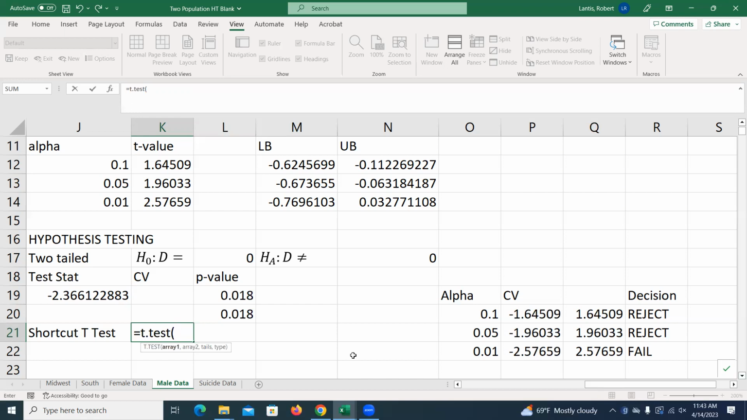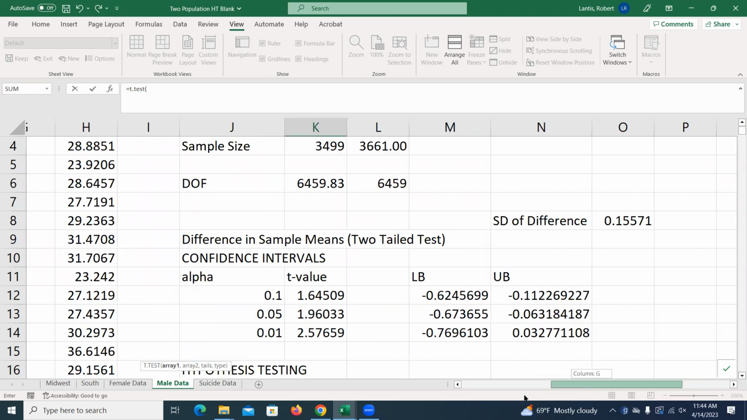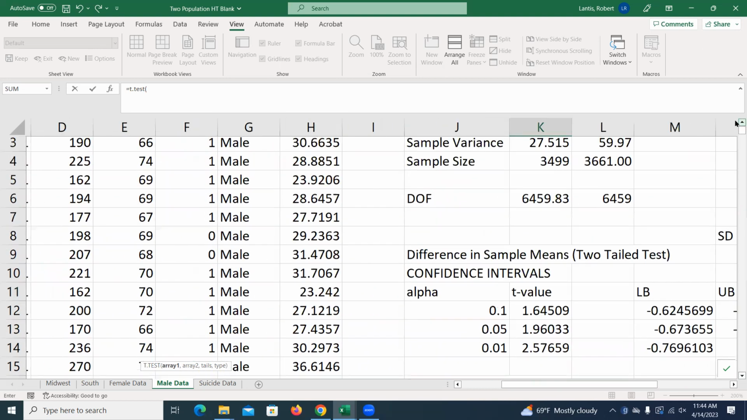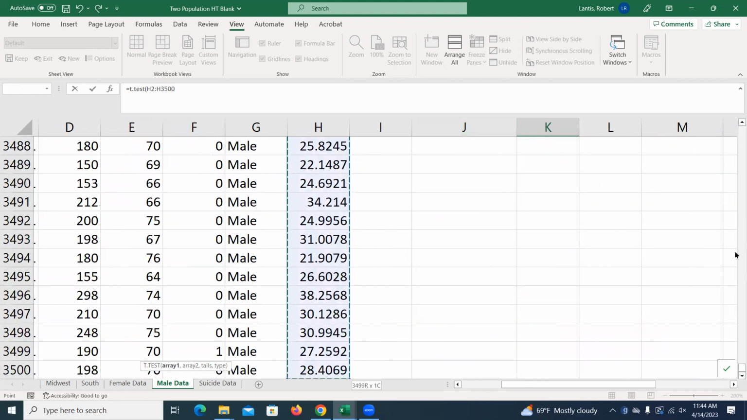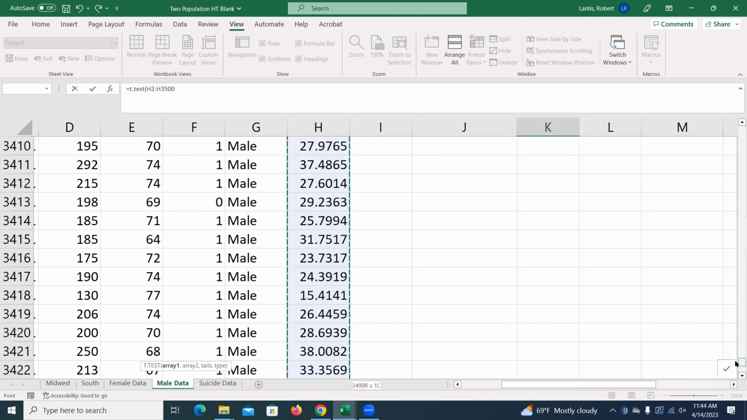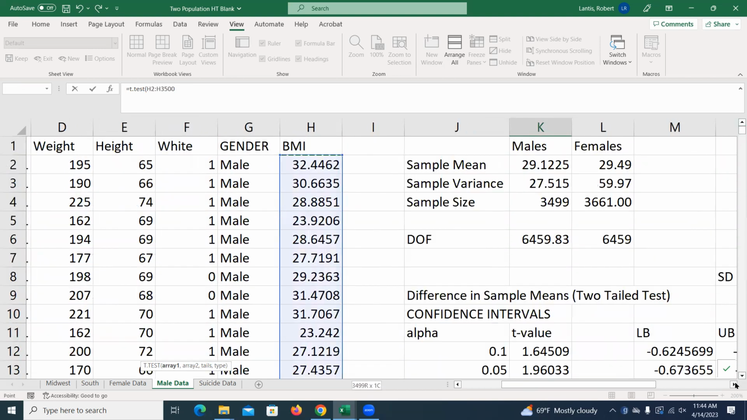What this t.test function will do is it does all that work behind the scenes. So all I have to do is select my 2 samples. So here I type equals t.test. I'm then going to scroll up and select my male BMI variable, so I just select that entire variable. It's a big data set, kind of a pain, so I scroll back up. I just want to show you.